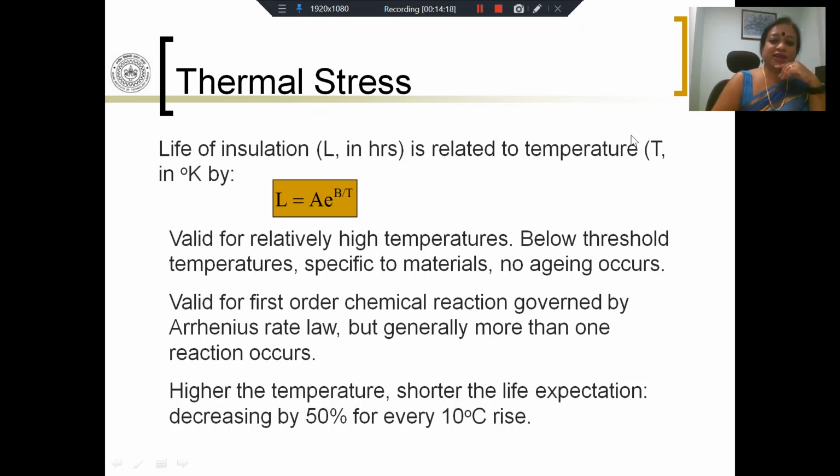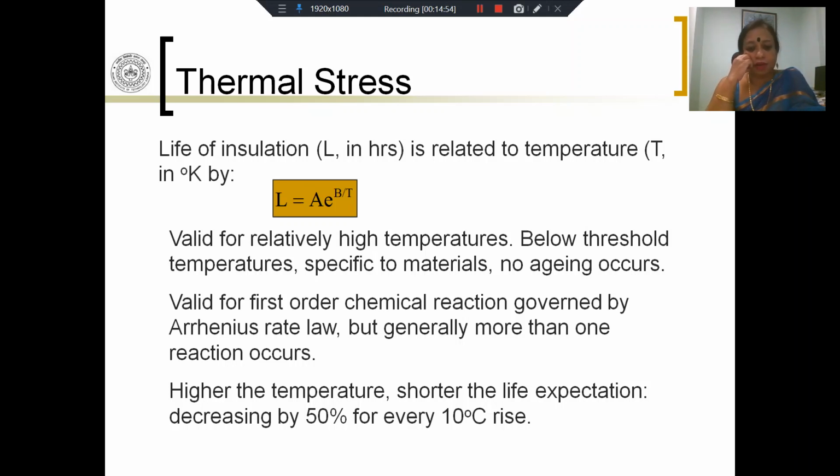As you can see, in this case, we are really looking at chemical reactions, because the Arrhenius rate law is generally valid for first order chemical reactions. But you should remember that when we are talking about insulation, it is hardly likely that you will have just one reaction in motion. There will be several reactions happening together, and the byproducts of these reactions may also aid and abet each other. So it's not going to be a very simple process like a single chemical reaction, but it would be a combination of such processes.